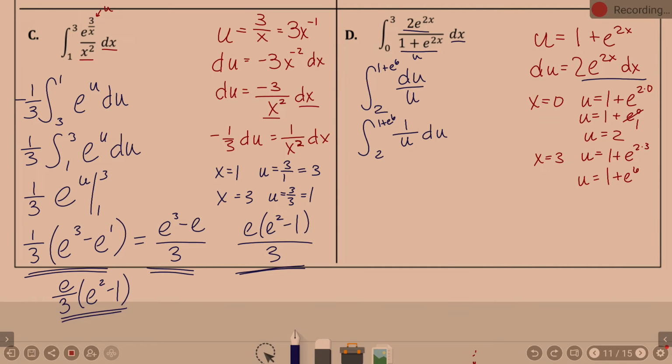So, integral of 1 over u is natural log of u. And so we're going to have natural log of 1 plus e to the 6th minus natural log of 2.